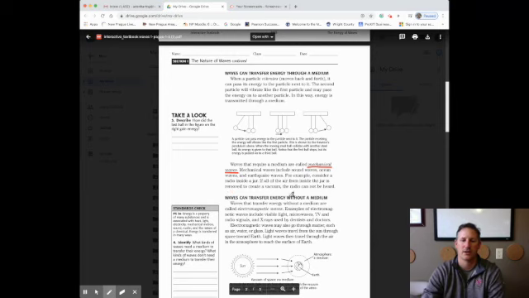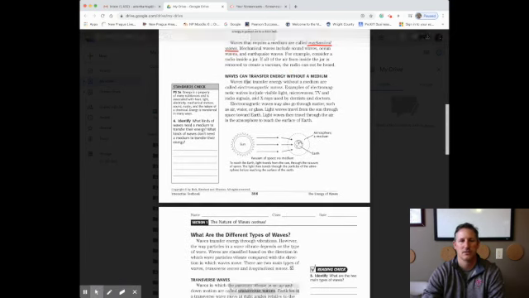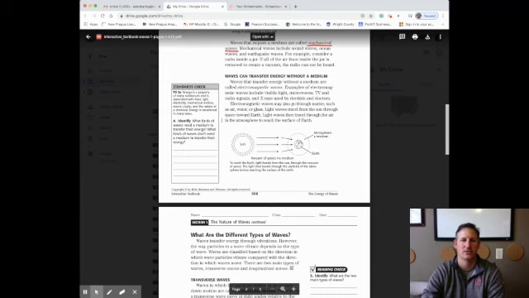Waves can transfer energy without a medium. Waves that transfer energy without a medium are called electromagnetic waves. Okay, electromagnetic waves. Examples of electromagnetic waves are visible light, microwaves, TV and radio signals, X-rays used by dentists and doctors. Electromagnetic waves may also go through matter such as air, water, or glass.